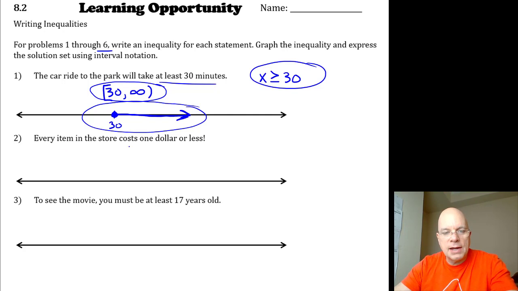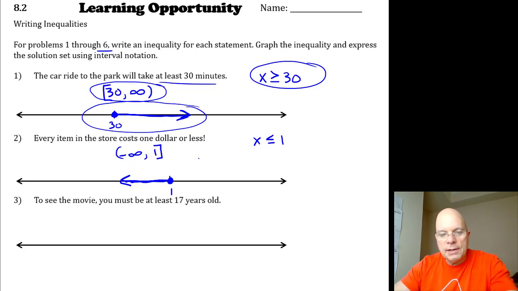Okay, number 2, every item in the store cost $1 or less. So every item cost either less than $1 or equal to $1. It could cost exactly $1 or some amount less than $1. So x is less than or equal to 1 would be the inequality. I know that x could be exactly 1, so a solid dot at the 1, or less, so arrow to the left. Could cost less than 1 or exactly 1. The interval goes from -infinity, which again I know is unrealistic, all the way up to 1. It includes the 1, so the 1 should get brackets.